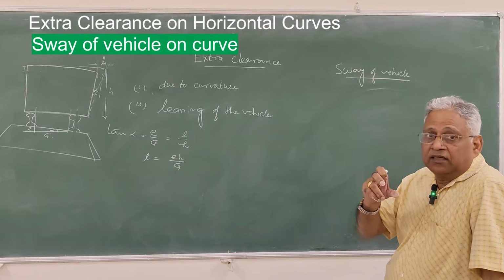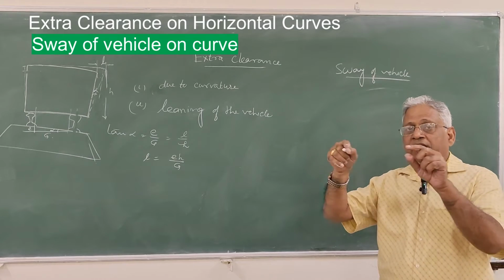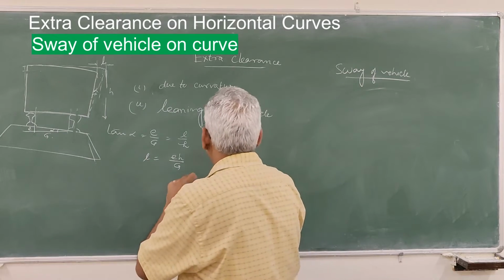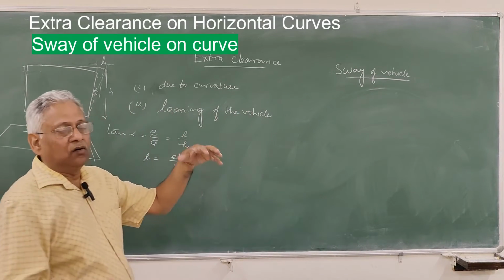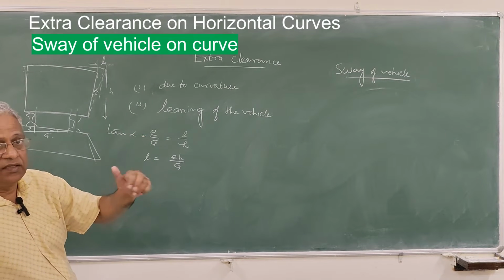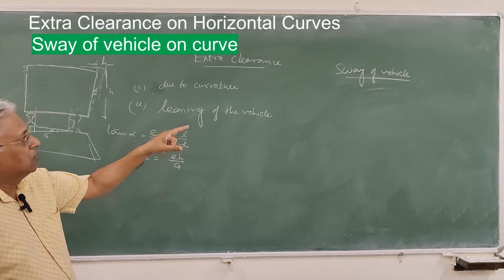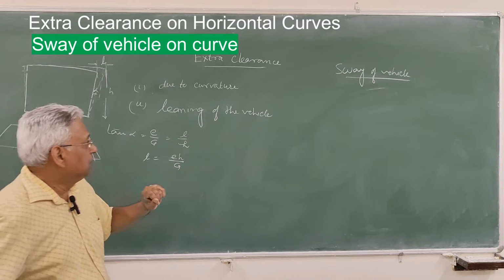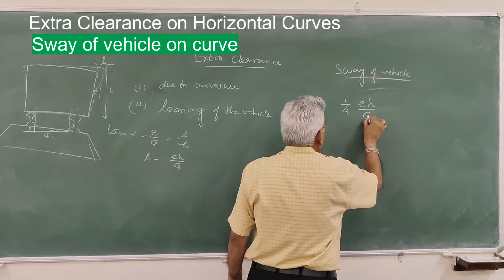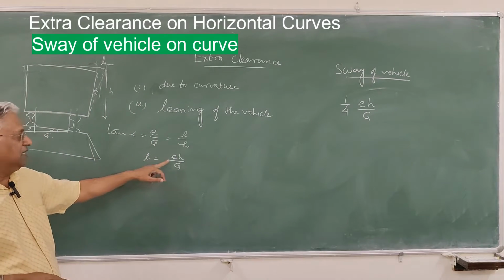Now because of this cant deficiency or cant excess, there is always a horizontal sway in the vehicle, and because of that it leans outside or inside. What Indian Railways suggest is that the extra clearance required because of sway of the vehicle can be taken as 1/4 of that because of leaning of the vehicle, 1/4 of EH upon G.